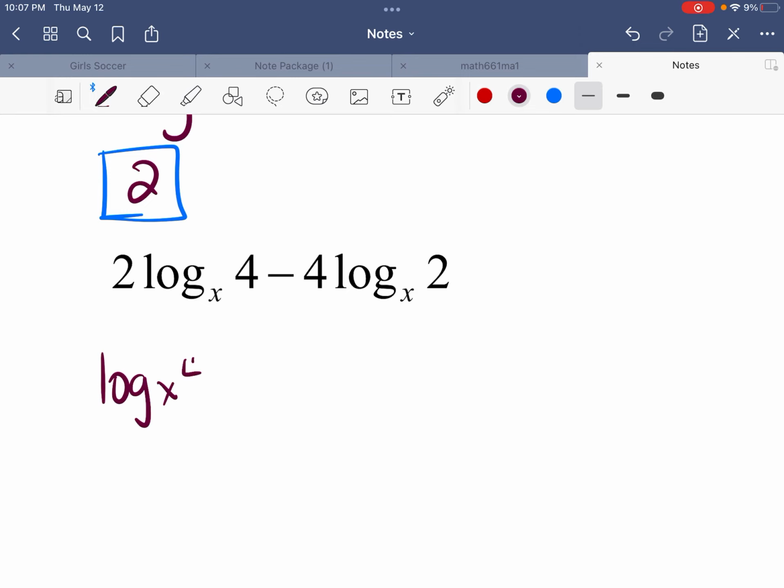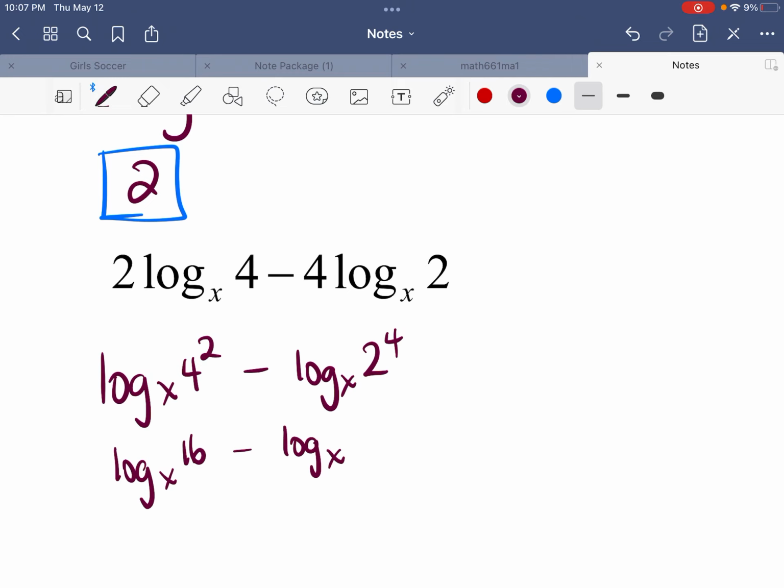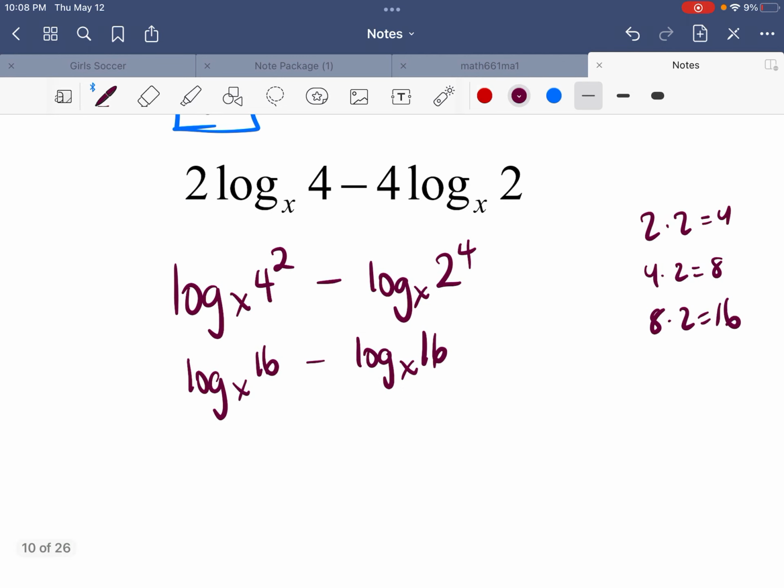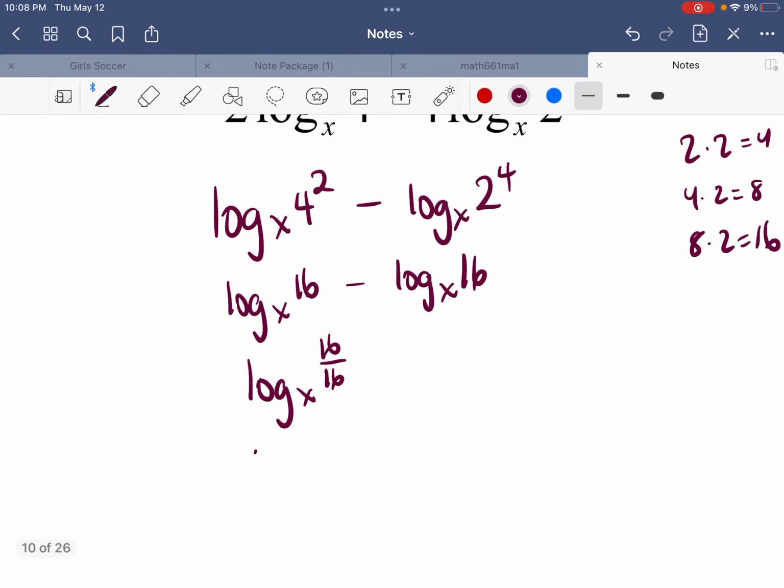Let's start by bringing up our coefficients and making them exponents here. And this will become log of 16 minus log of 2 to the 4. You can have that backwards actually. 2 to the 4. So 2 times 2 is 4, 4 times 2 is 8, and 8 times 2 is 16. So this becomes log base x of 16. All right, so log base x of 16. Subtracting, so we're going to go 16 over 16, and that simplifies to just log base x of 1.